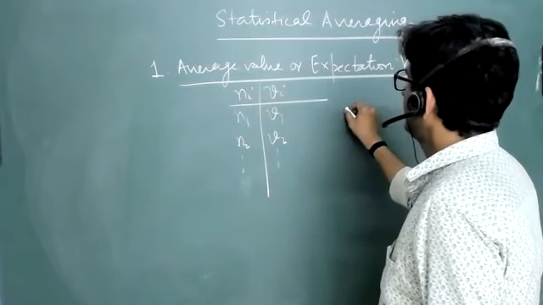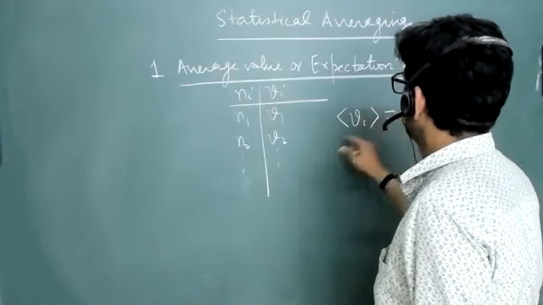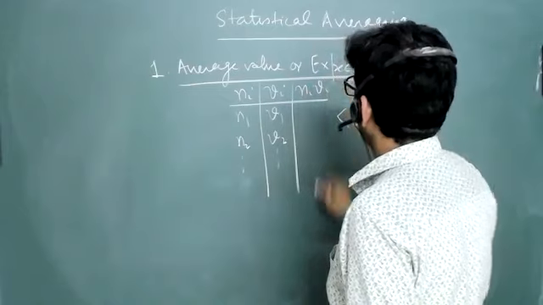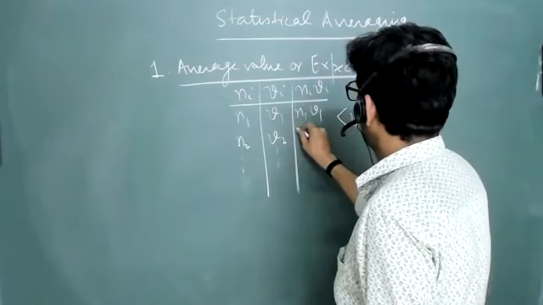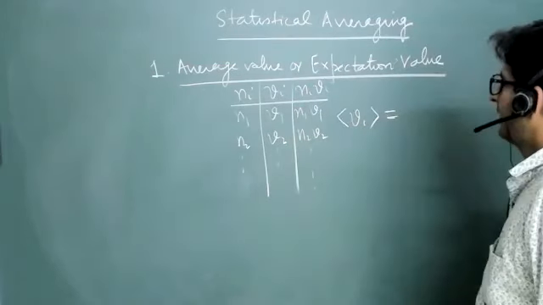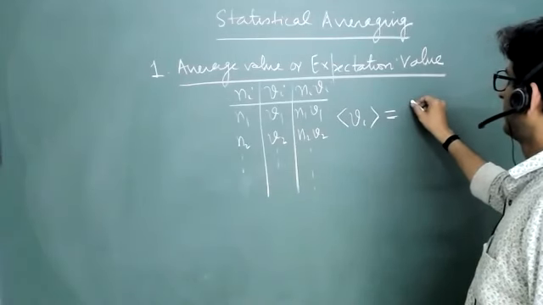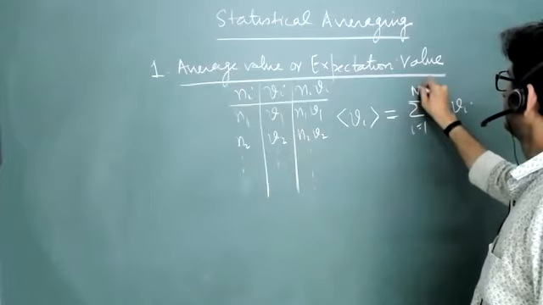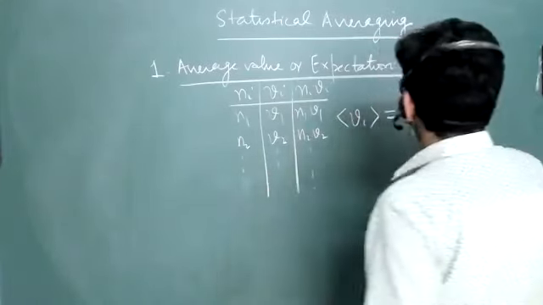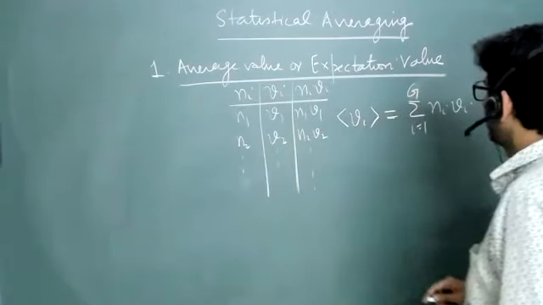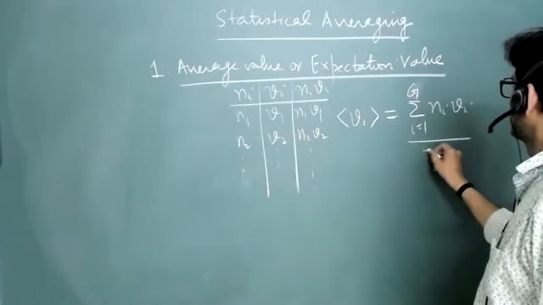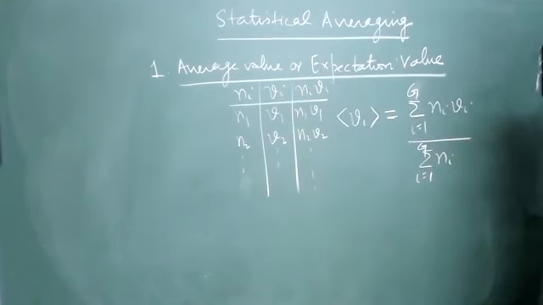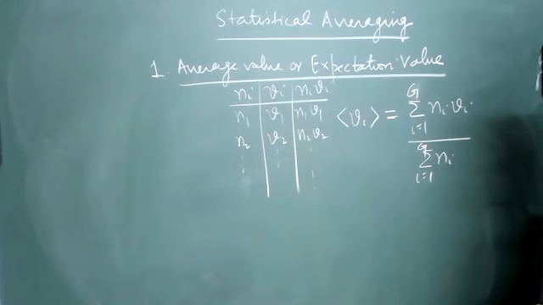So the average of velocity is given by, you will take Ni Vi, right? So it will be N1 V1 plus N2 V2, like that. So the average of Vi will be given by summation Ni Vi, i equal to 1 to N. Suppose there are N distinct entities, or I can write from 1 to G, suppose there are G different entities, divided by summation Ni, i equal to 1 to G, right? So this will give you the average value of a quantity Vi.